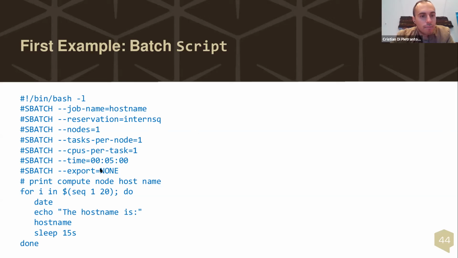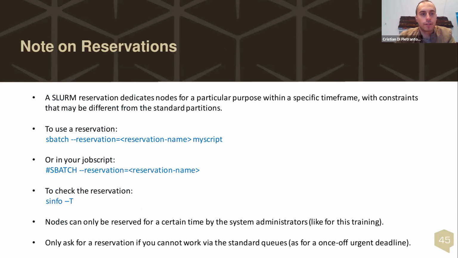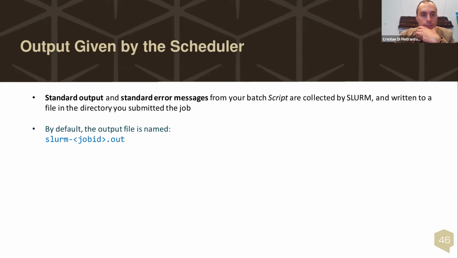So in this example, we are running a single process on one node, and the time limit is 5 minutes. We are going to also use the reservation we have in interns queue, so that the job will be assigned to a node in the reservation. I'm going to explain reservations in a few seconds. But this is our first example.